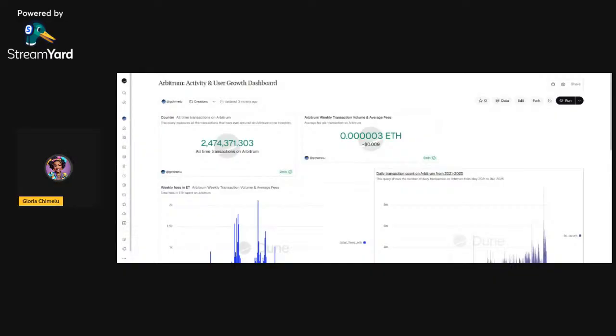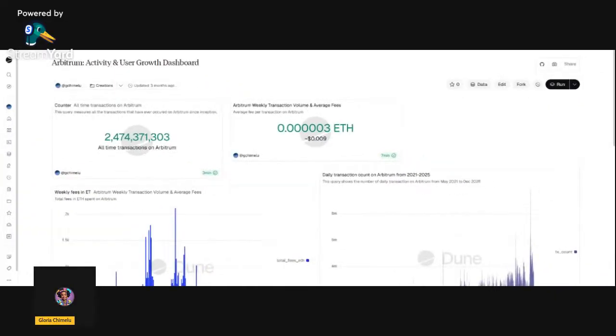My name is Gloria Chimelu, and I'll be doing my data teardown presentation today. If you've been in this community, you know that sessions like this help us to understand data. As an analyst, it is very important that you understand the reason behind your queries, why you are writing queries this way, the logic behind each of the queries, and eventually what makes up a dashboard.